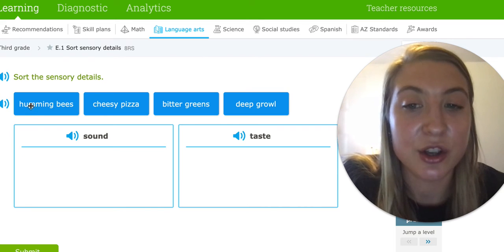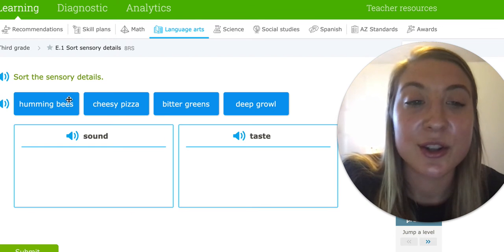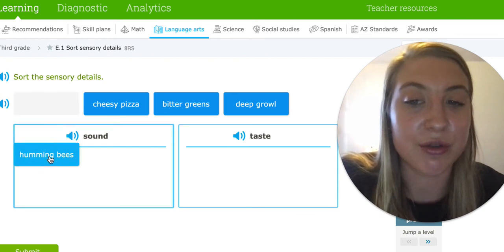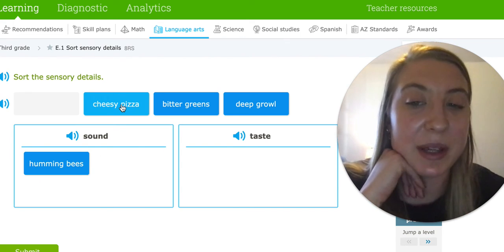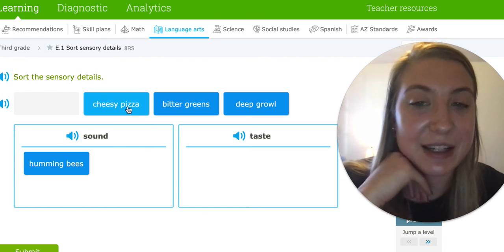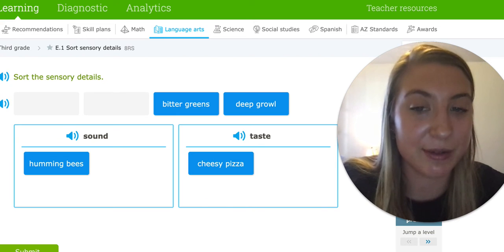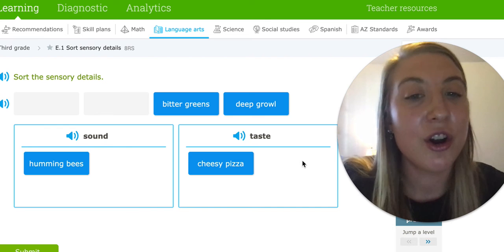Humming bees. Do you hear them or do you taste them? Humming bees are usually ones that you can hear. So you just drag it down to the sound. And if you say cheesy pizza, is that something that you hear or something that you taste? Well, cheesy pizza is something you eat, so it's something you taste. Same with the bitter greens. Is that something that you hear or something that you taste?